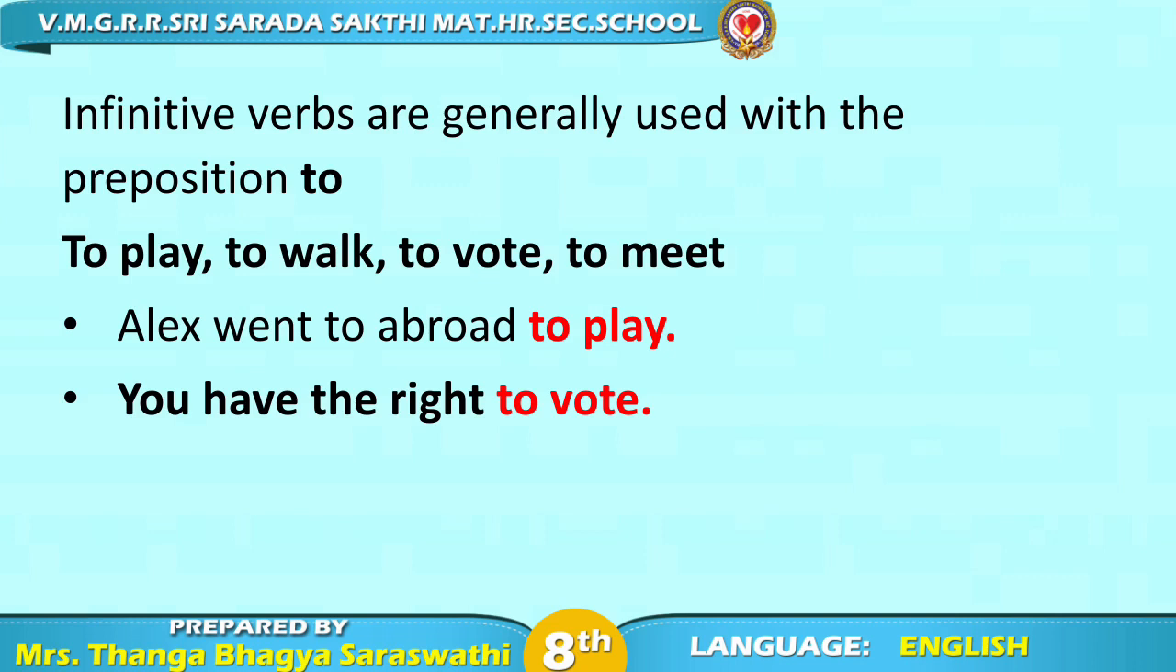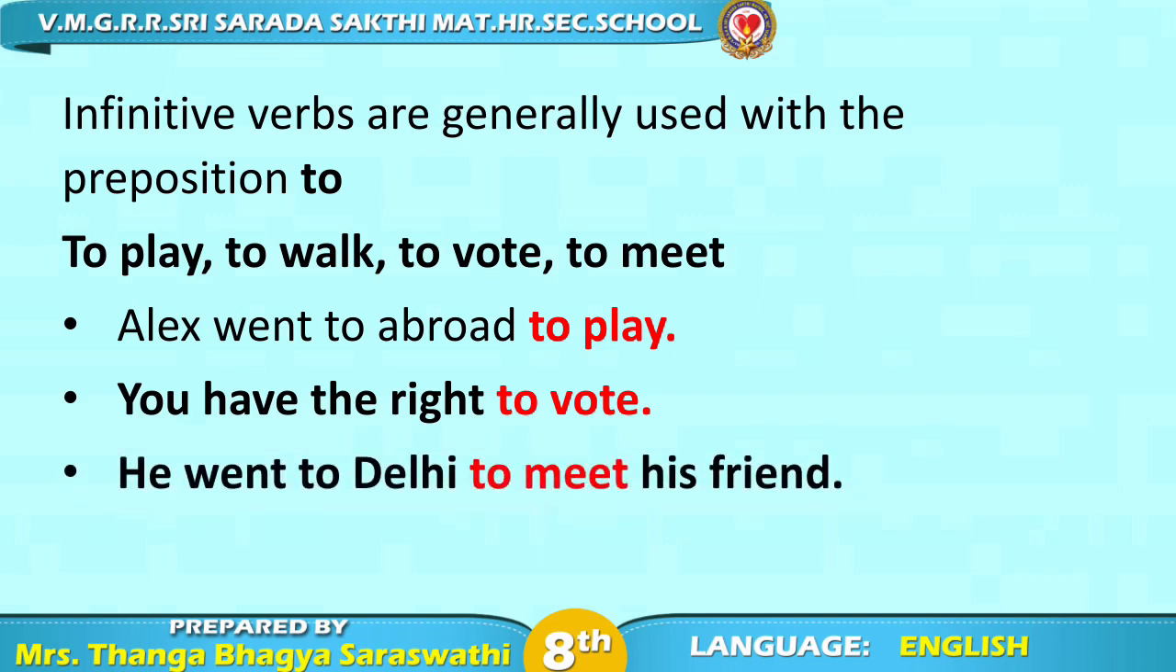Alex went abroad to play. You have the right to vote. Here to play and to vote are the infinitive verbs. Next one is, he went to Delhi to meet his friend. So here, what is the infinitive verb? To meet is the infinitive verb. He went to Delhi to meet his friend.